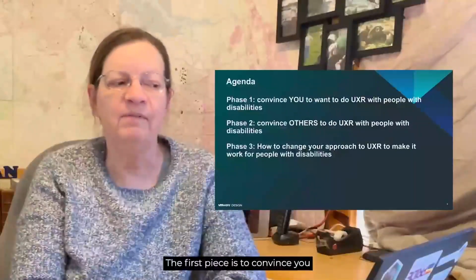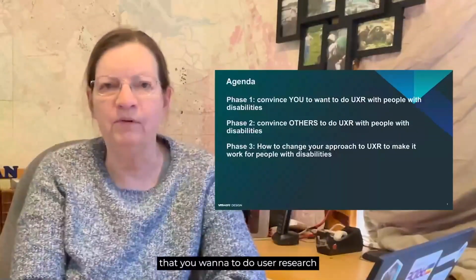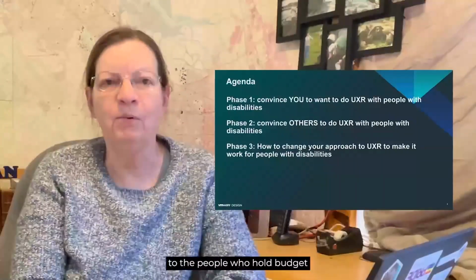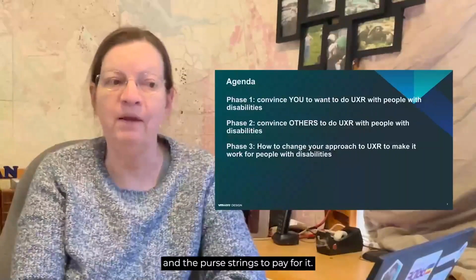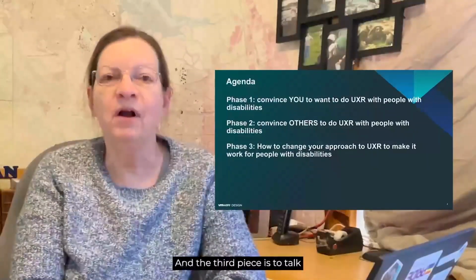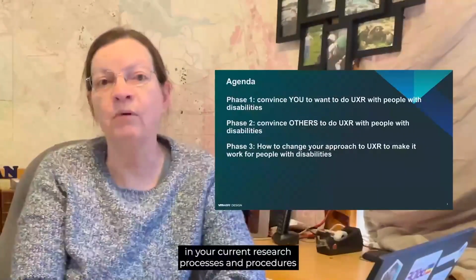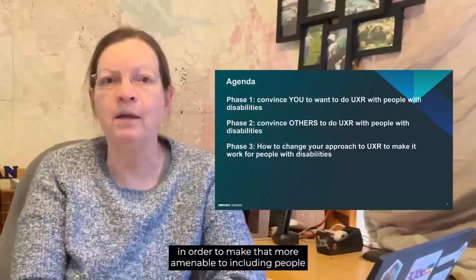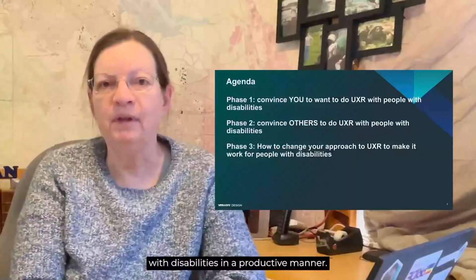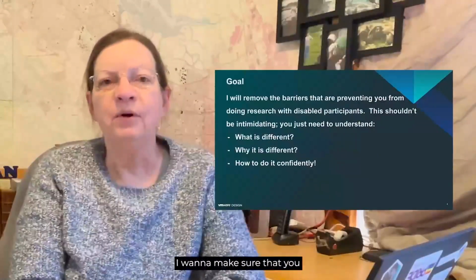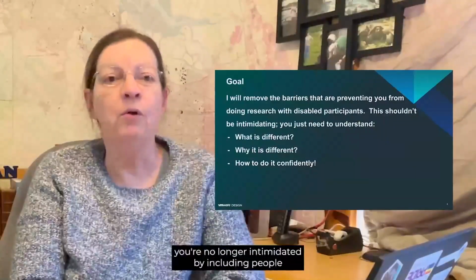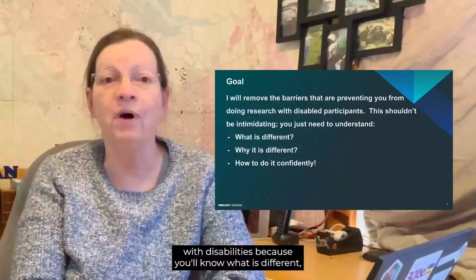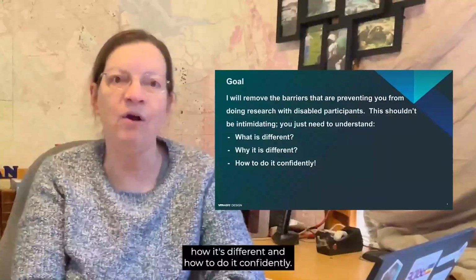The first piece is to convince you that you want to do user research with people with disabilities. The second piece is how to sell it to the people who hold the budget and the purse strings to pay for it. And the third piece is what you need to change in your current research processes and procedures in order to make that more amenable to including people with disabilities in a productive manner. I want to make sure that at the end of this presentation you're no longer intimidated by including people with disabilities, because you'll know what is different, how it's different, and how to do it confidently.